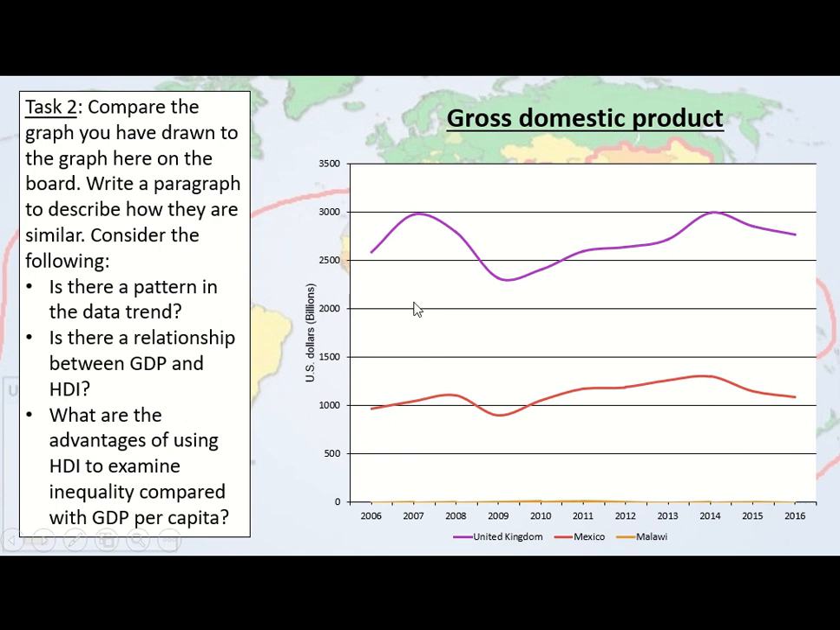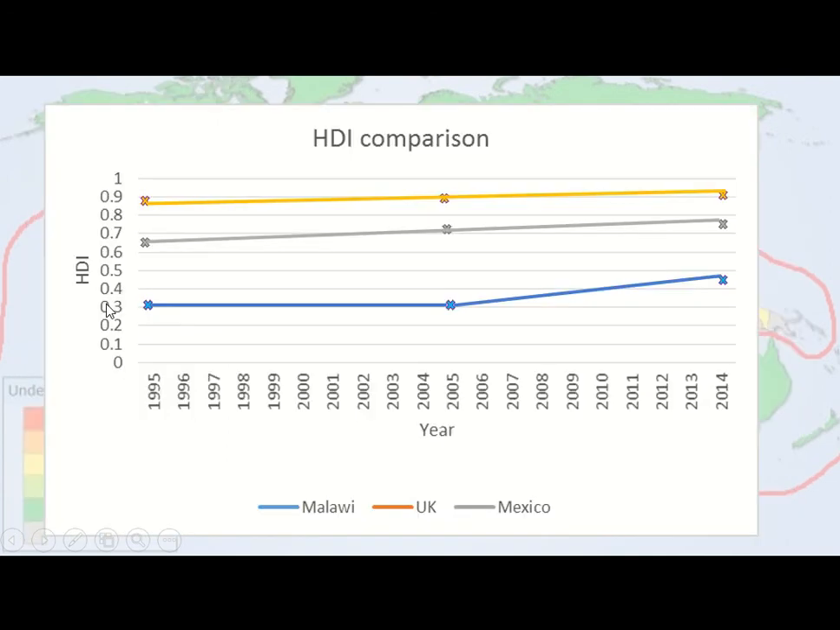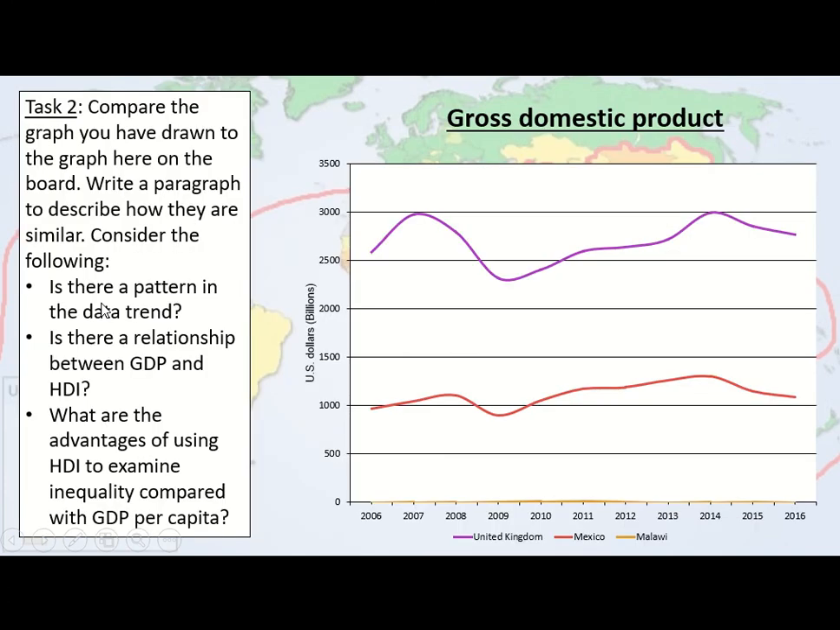So what this tells us is that it doesn't matter about your wealth, particularly. It doesn't mean that the same gap of wealth will create the same gap of human development index. All right, so have a little look, pause the screen, and then answer these 3 bullet point questions on GDP. And when you're ready, unpause the screen.